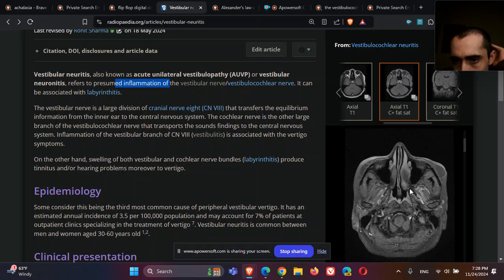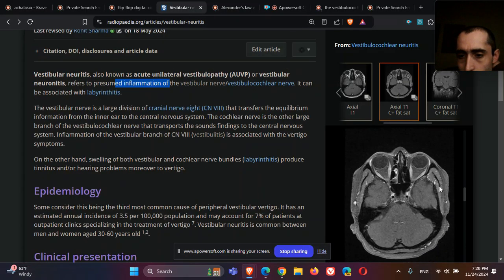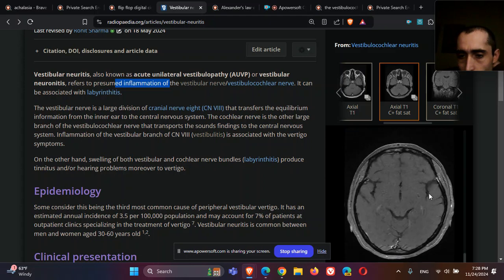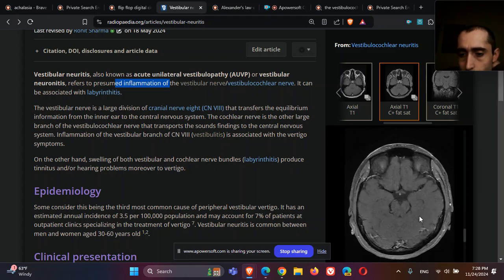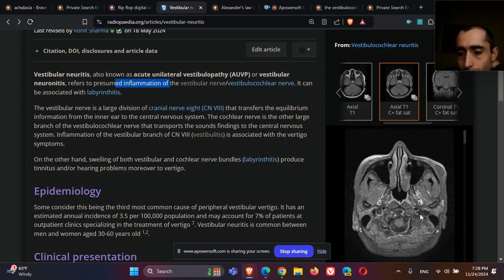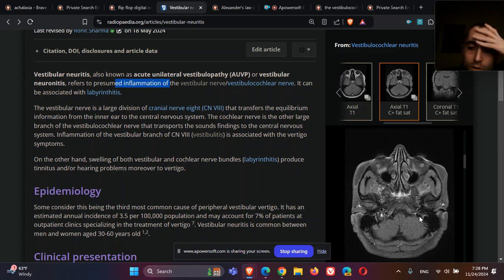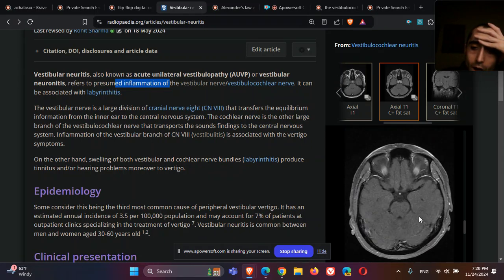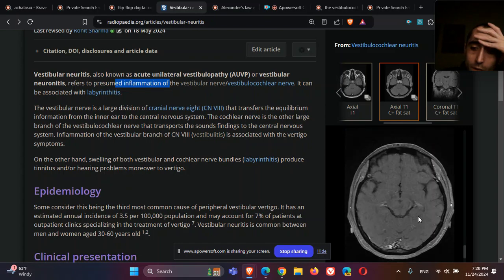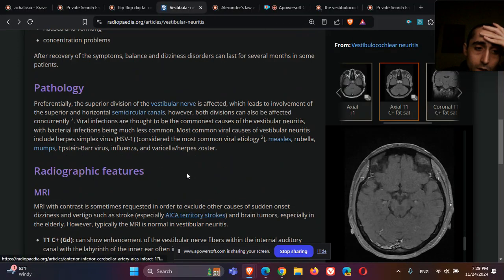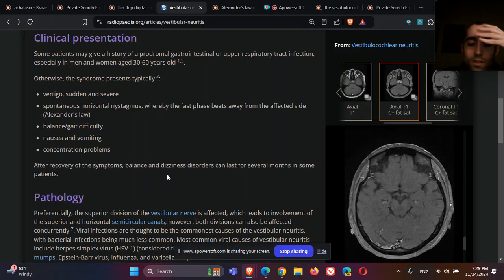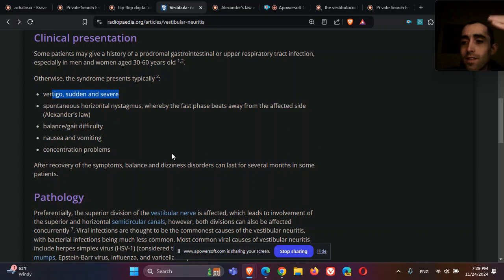If we look at the images, what you will see in MRI is that usually it is totally a normal MRI. You can see quite a normal MRI right over here. But what you are looking for, first of all, you need to exclude other causes for vestibular neuritis. Now, what is the clinical presentation that you should think about? The clinical presentation is usually sudden vertigo. It doesn't have to come with viral infection signs. It can be vertigo that is sudden and severe.